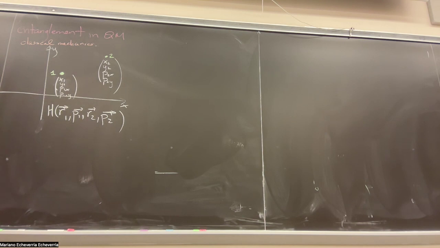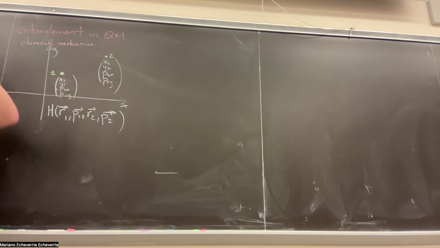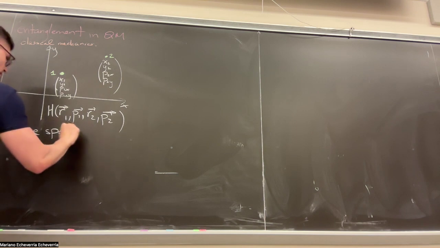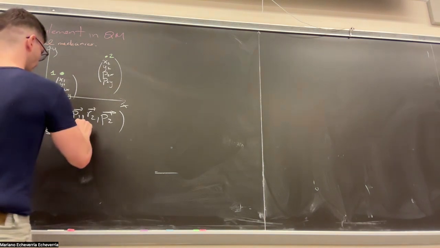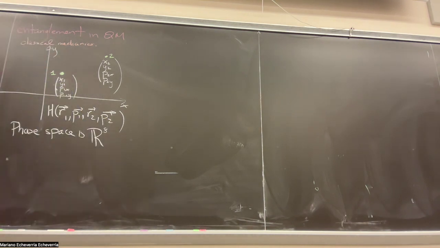So in this case, what would be the phase space? To specify the system, you need to specify the initial position and the initial momentum for each of the particles. So the phase space in this case is 1, 2, 3, 4, 5, 6, 7, 8. You need 8 specifications. So the phase space is kind of like R to the 8, if that makes sense.